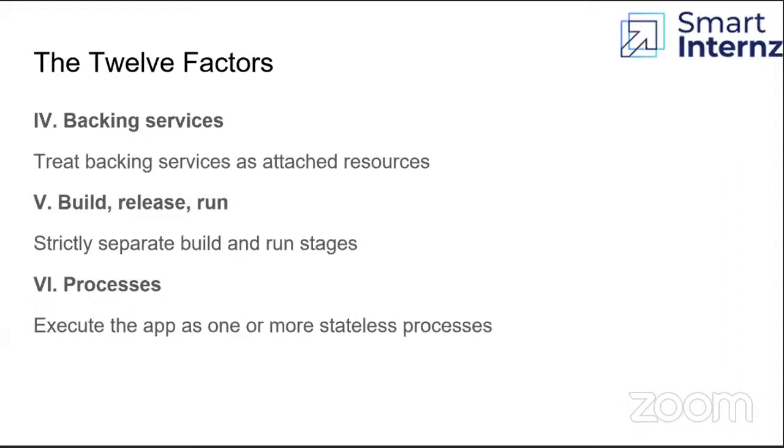That's what we mean by backing services. The 12-factor app must be able to swap from one provider to another provider without making further modifications. And the fifth one we have is build, release, run.